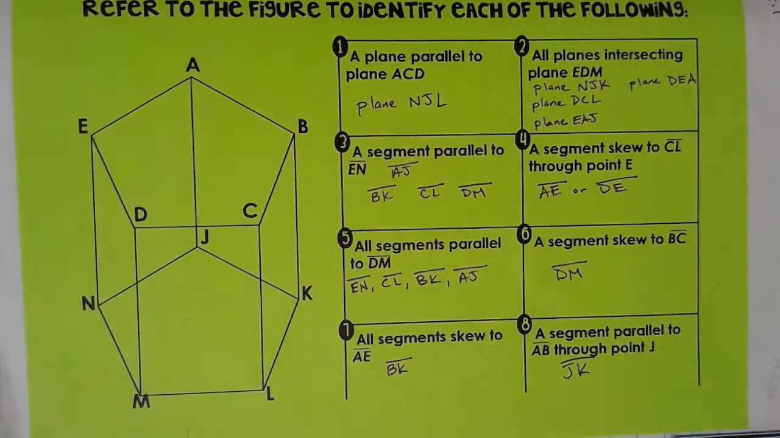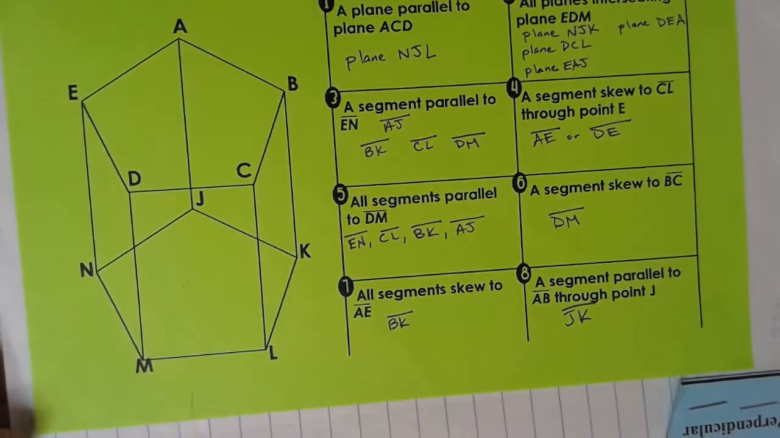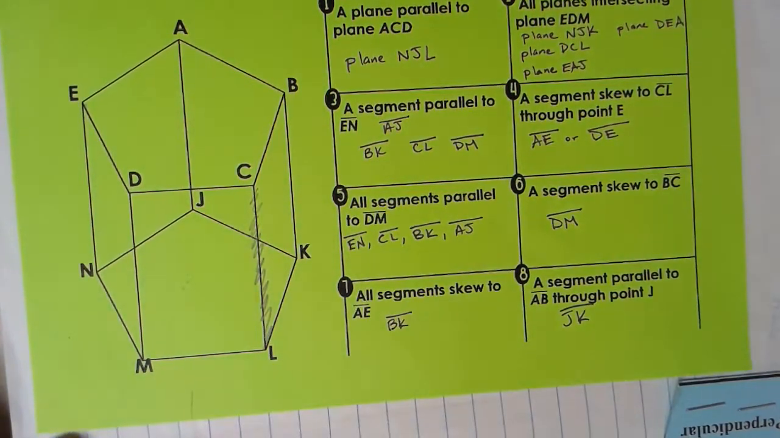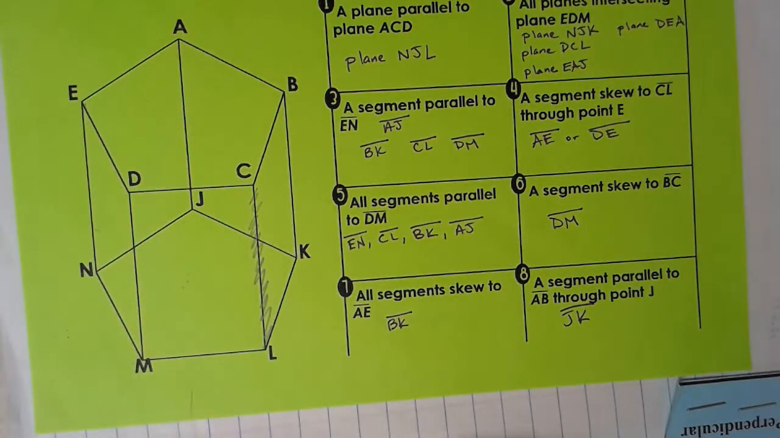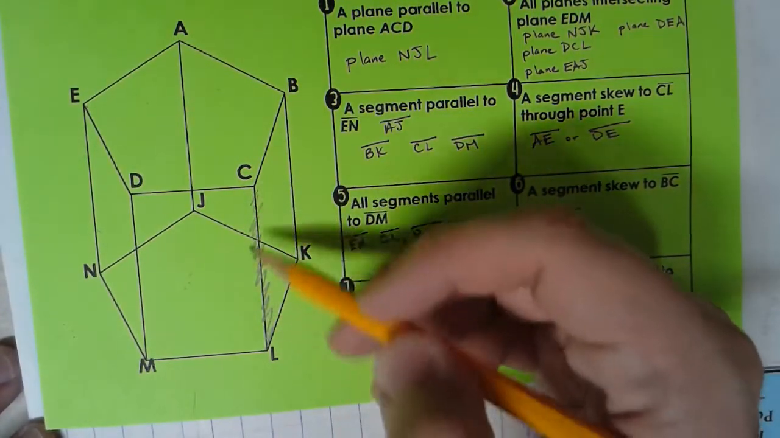All right, number 4. This is where it gets a little bit hairy when we start talking about the skew lines. Number 4, a segment skew to CL and passes through point E. CL is the one in question. First, we need to find one that is skew to CL. Keep in mind, skew lines are lines that are not parallel, not coplanar, and not intersecting. So first, we're going to take out all of the ones that won't work. This is the line we're talking about right here.